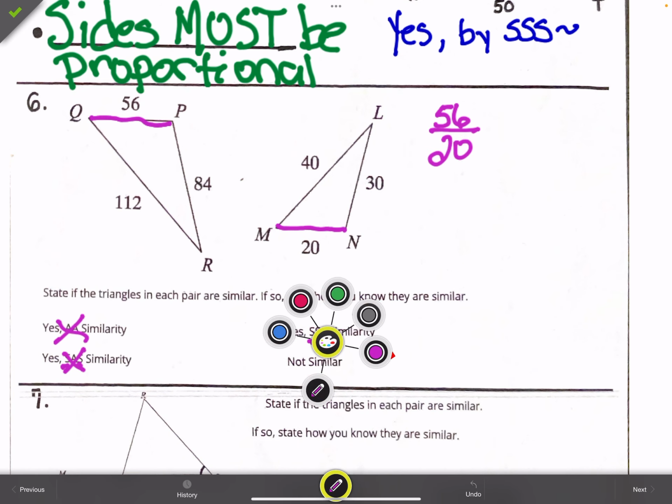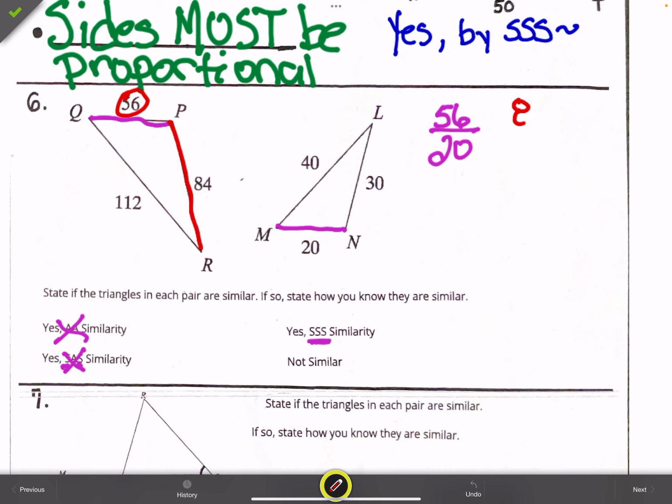Then I go to my medium side, and again, go back to the triangle that you started with. We started with the bigger triangle. Go back there to get your second number. You have to write your fractions consistently. You can't decide, oh, I'm going to come over here and grab 30 or 40 to put on top. Nope. You started with this 56, then you got to come back here. So what's my medium side? PR, which is 84. What's my medium side in the small triangle? 30.